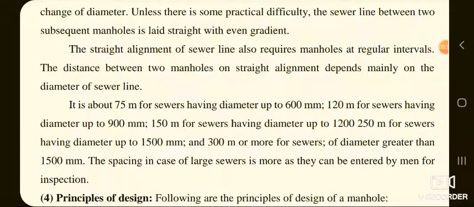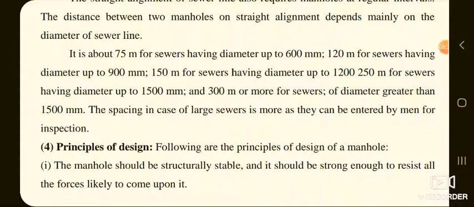The distance between two manholes on straight alignment depends mainly on the diameter of sewer lines. It is about 75 meter for sewer having diameter up to 600 mm, 120 meter for sewer having diameter up to 900 mm, 150 meter for sewers having diameter up to 1200 mm, 250 meter for sewer having the diameter up to 1500 mm, and 300 meter or more for sewers of diameter greater than 1500 mm. The spacing in case of large sewer is more as they can be entered by men for inspection.